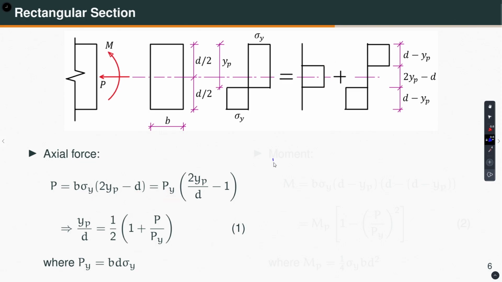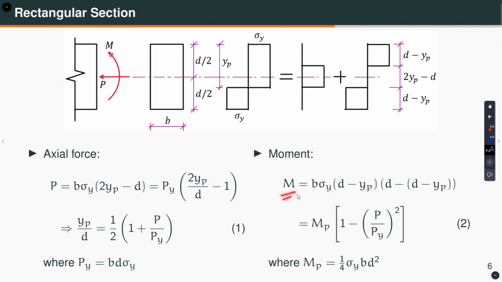What is Py? Py is the yield strength under axial force, which is b into d into sigma y, right. Now, this equation I can rewrite like that. I want to determine yp as a function of p by py. Okay. Then what I am going to do? I am going to determine the bending moment.